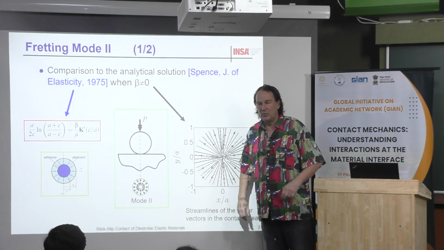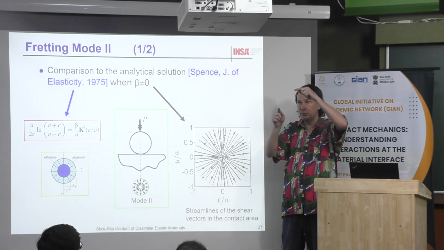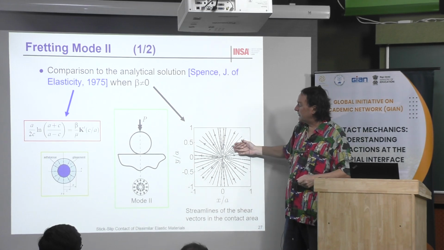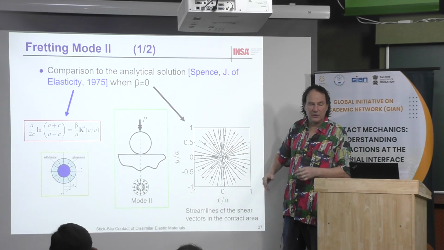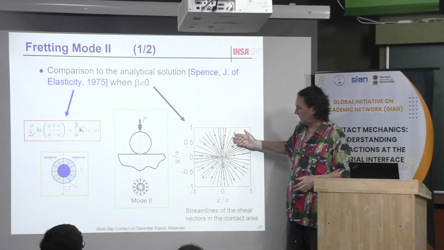Okay? When you have the same materials, there is no sliding, because all points, when they touch, will move together. You have only a streamline like that when you have dissimilar materials. And due to the symmetry, it's a radial problem. In fact, it's a 1D problem. You have something like that.